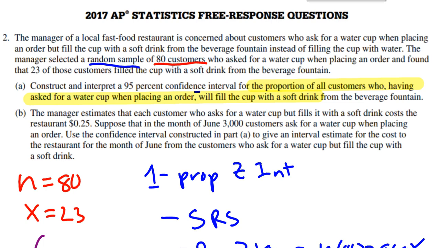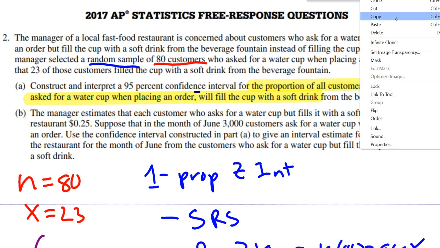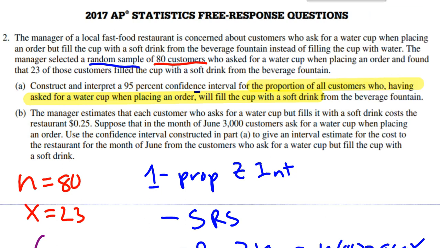Let's look at part B of the question. Part B says the manager estimates that each customer who asks for a water cup and fills a soft drink costs the restaurant 25 cents. So he then goes on to say that suppose in the month of June, 3,000 customers ask for a water cup when placing an order. Use the confidence interval that we just made to give an estimate for the cost to the restaurant for the month for the people who ask for a water cup and get a soft drink instead. Let's take that part to a new page for a minute. Let's copy this, go to a new page, and paste this.